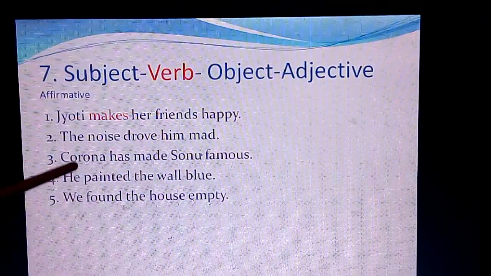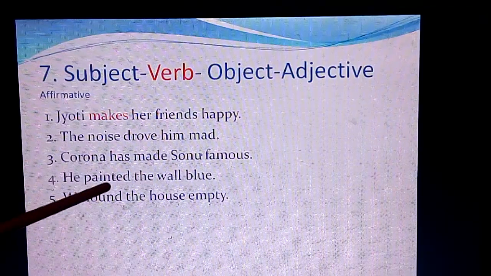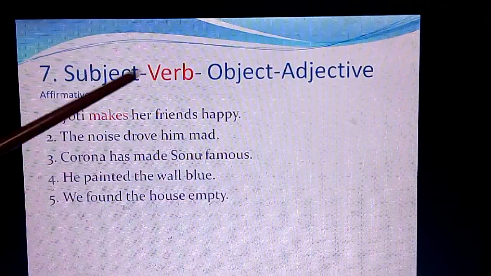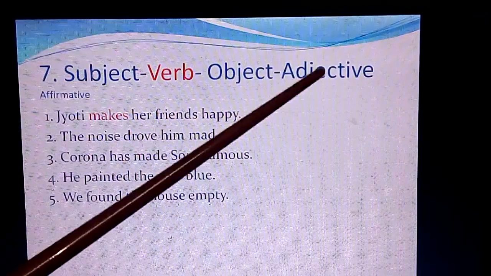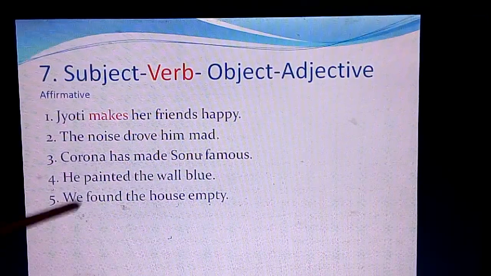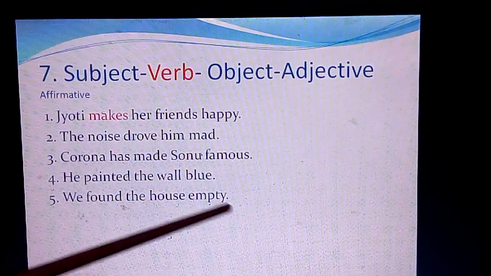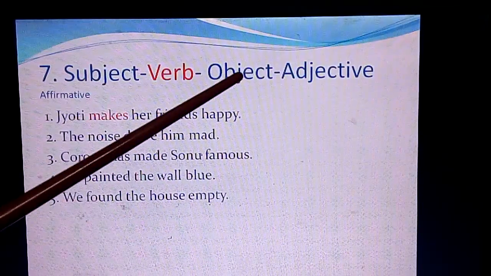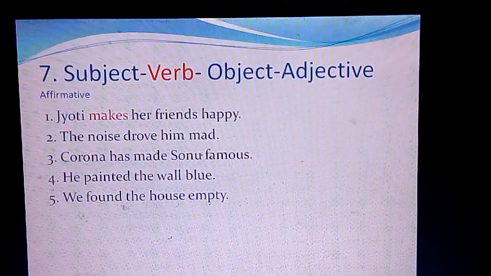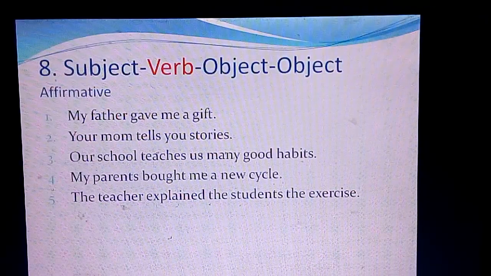So I hope you are following. He painted the wall blue. So we found the house empty. So I hope this is quite clear to you.